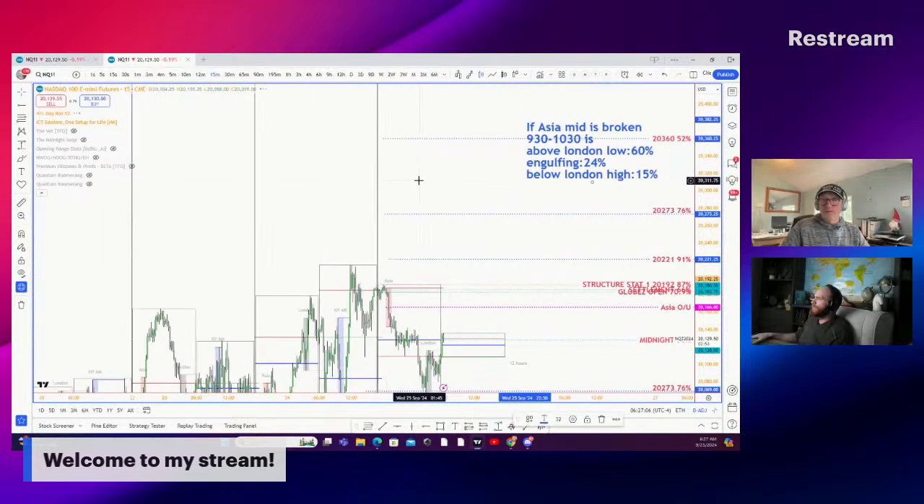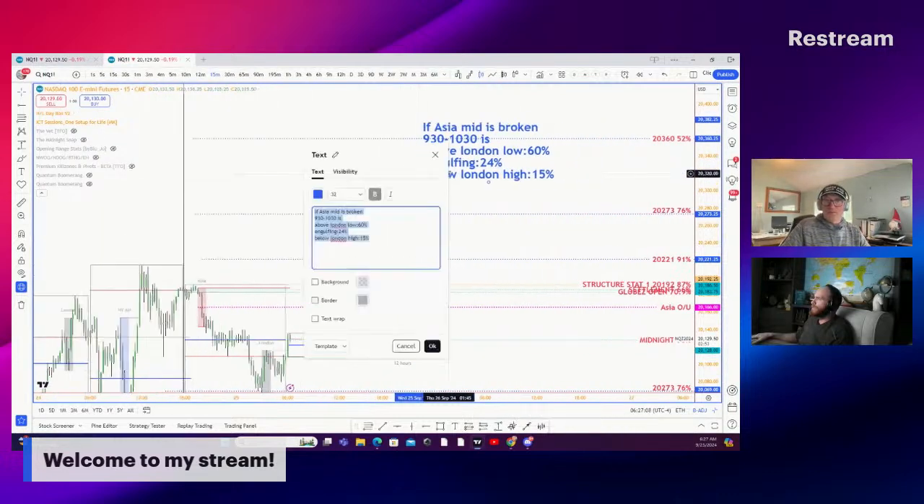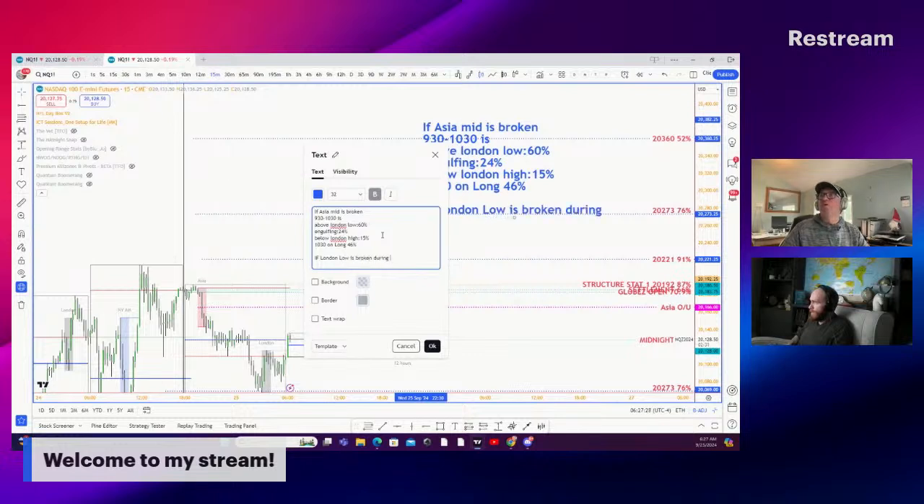Which I don't know what happened here. The Asian mid is broken above London, 60.24. And then we said 10:30 on is a long by 46%. And now scenario 2 is if London low is broken during or by 0830.